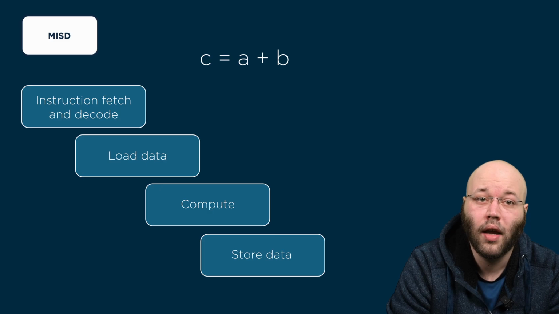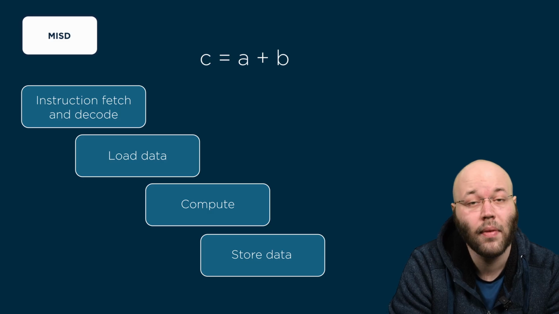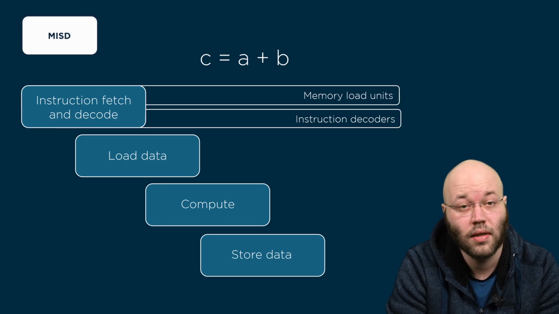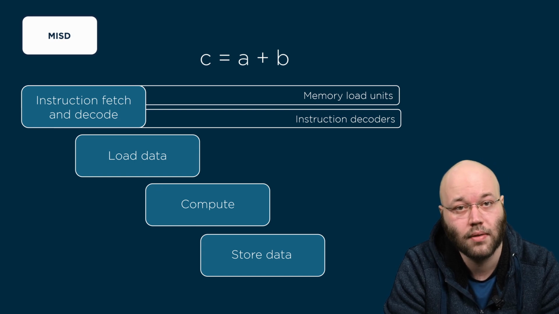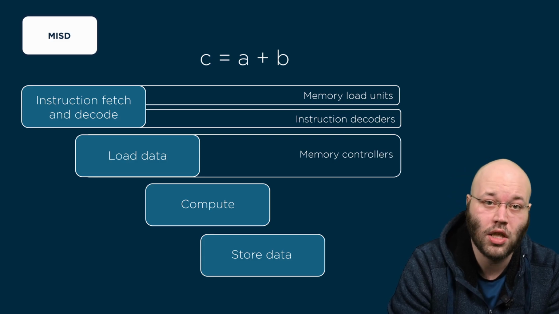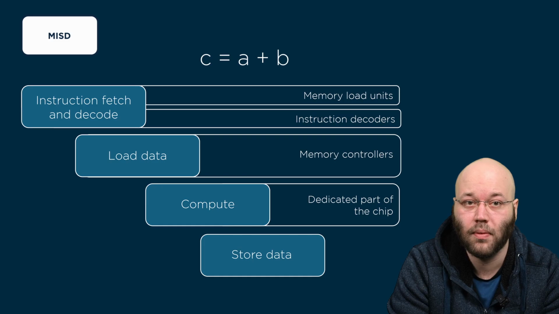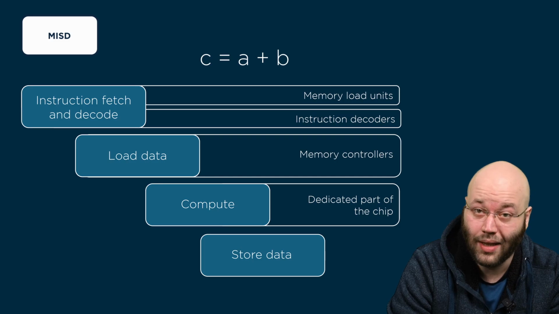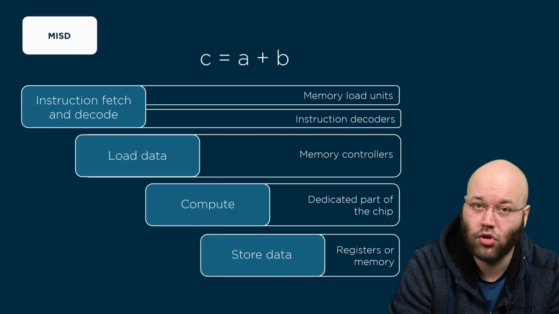Now, each step in the instruction process takes place in different physical parts of the hardware. Memory load units fetch the data, while instruction decoders are responsible for decoding instructions. Inside the chip, built-in control logic continuously runs to manage these processes. Memory controllers handle the data load and tell the memory load units what to do, transferring information between memory and the processor. The actual computation happens in a dedicated part of the chip that processes arithmetic and logical operations. Finally, once the computation is complete, the results are stored in different sections of the machine, such as registers or memory, ready for future use.